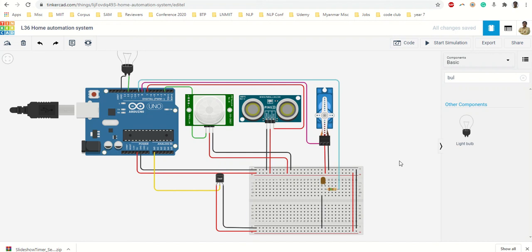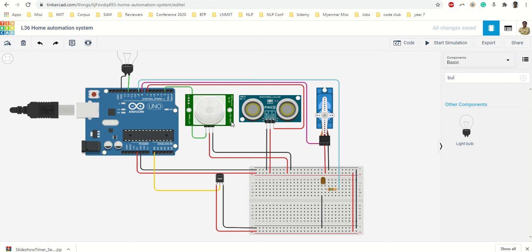Hello and welcome friends. We are here with one more project, that is home automation system. In this we are having multiple sensors and multiple actuators, and we are going to see how they operate in coordination with each other.